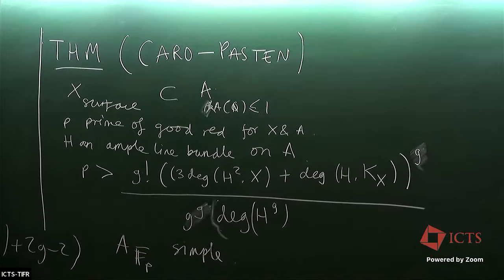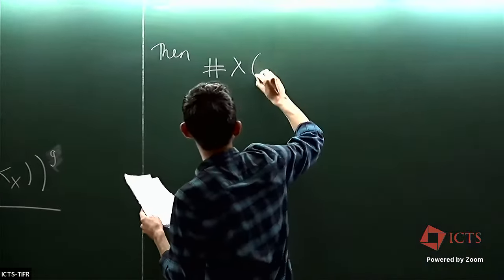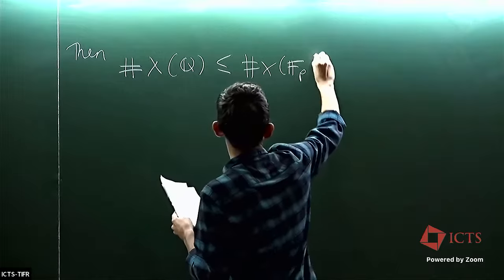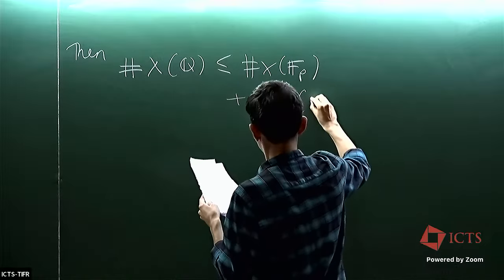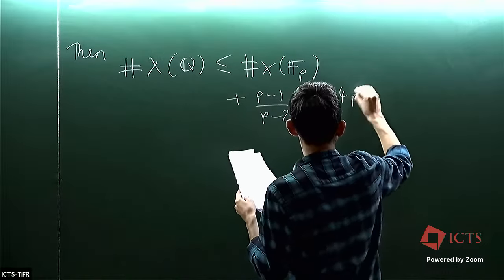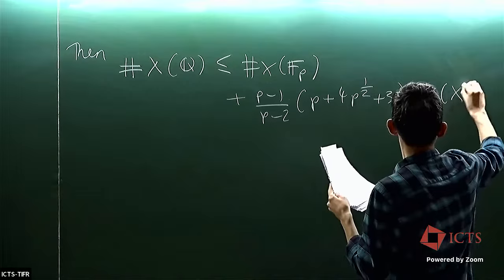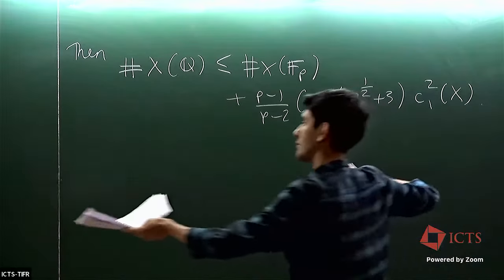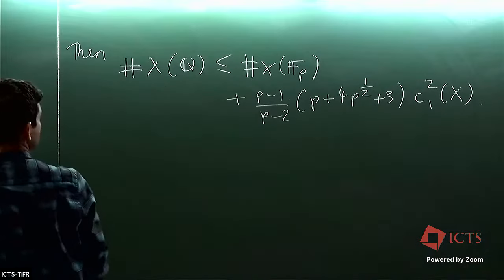Then the size of X(Q), it's a really nice formula, is at most the size of X(F_p) plus (p minus 1) over (p minus 2) times (p plus 4 p to the half plus 3) times this here, which is again just an intersection number of line bundles. So it's the intersection number of the canonical bundle of X with itself.